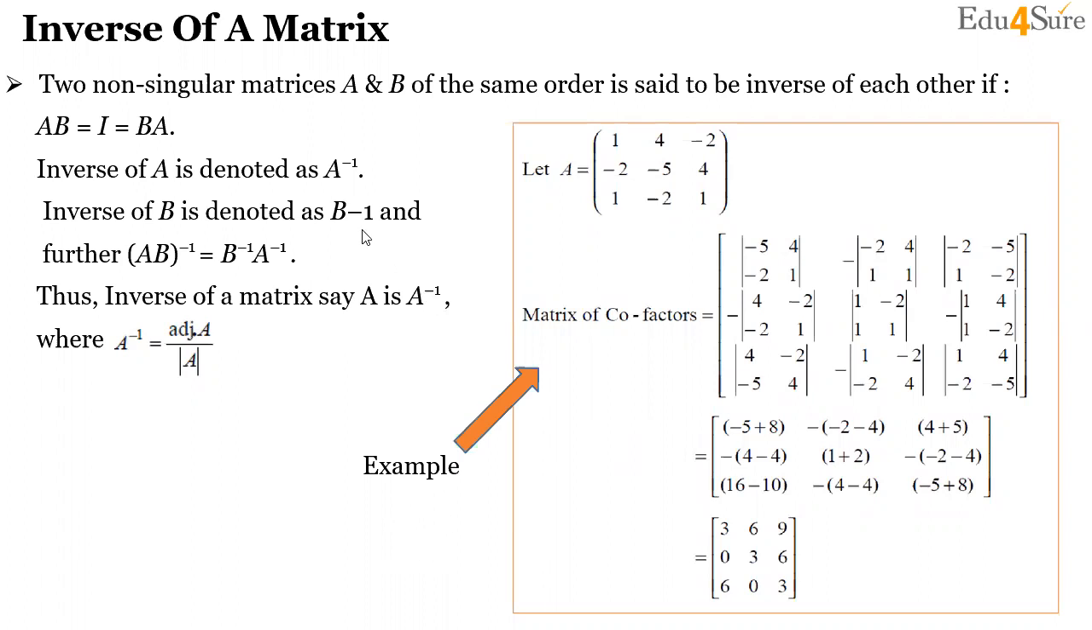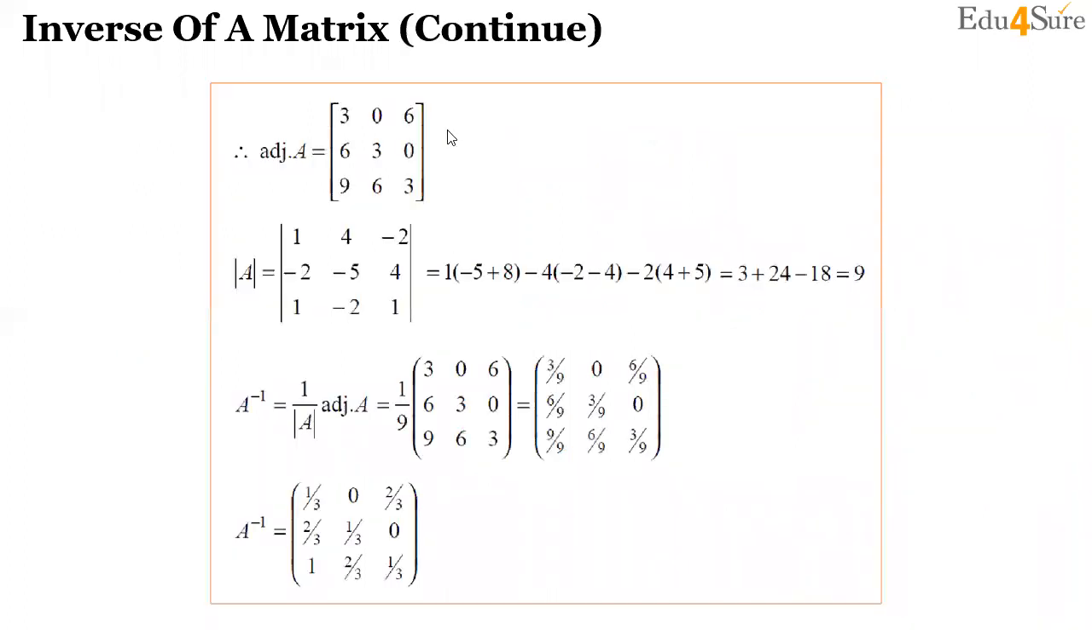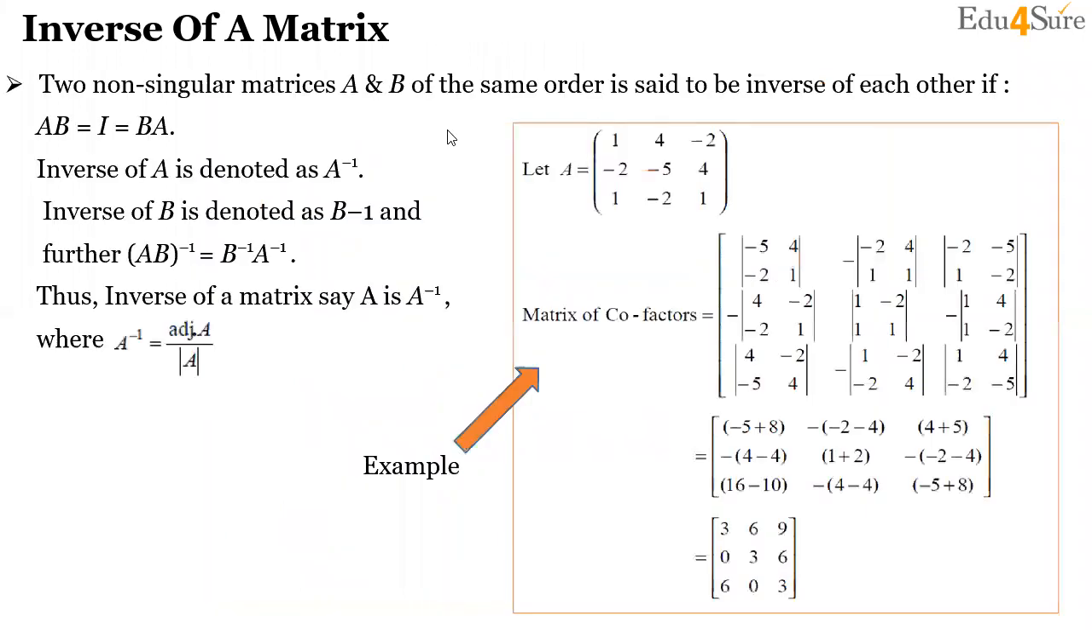Two non-singular matrices A and B of the same order are said to be inverses of each other. What do you mean by this? Here, non-singular matrix means that the determinant of A and B will be not zero. Singular matrix means one whose determinant will be zero.